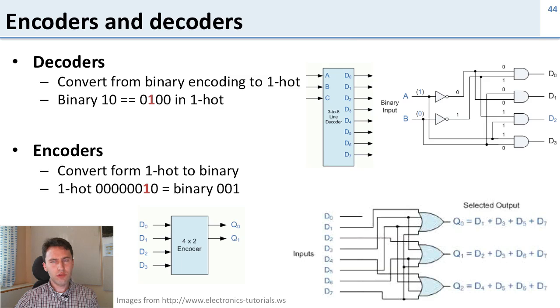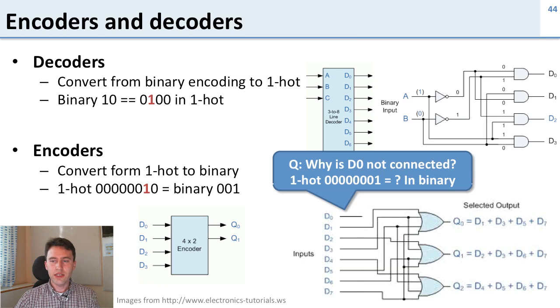Now there's something a little weird about this circuit. If you look at it, D0 is not connected. So what should the output of this circuit be if the input D0 is high? So that would be an input where the 0 bit is high, and then you want to output a binary 0. So a binary 0 is all zeros, so we don't actually use that in generating the logic.